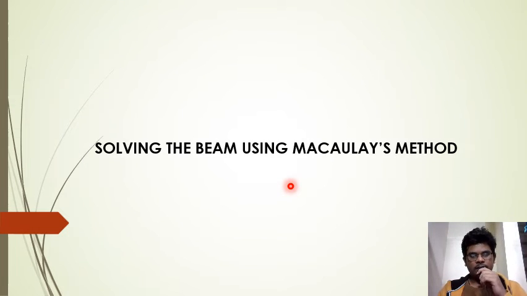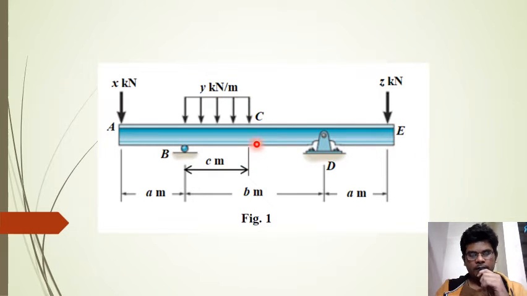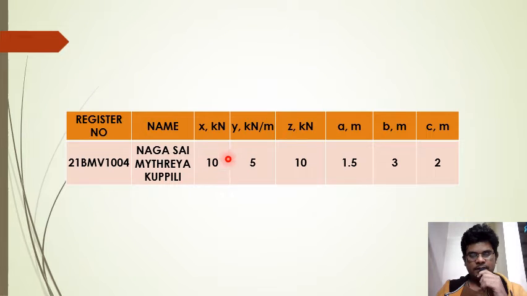Now as we have calculated the moment of inertia of the T section, we are going to solve the beam using Macaulay's method. We are given the value of Y as 5, X as 10 and Z as 10. A is 1.5, B is 3 and C is equal to 2. As you can see, these are the values that are given to us: X is 10, Y is 5, Z is 10, and 1.5 as A, 3 as B and 2 as C. The lengths A, B, C are in meters and the forces acting are in kilonewtons.